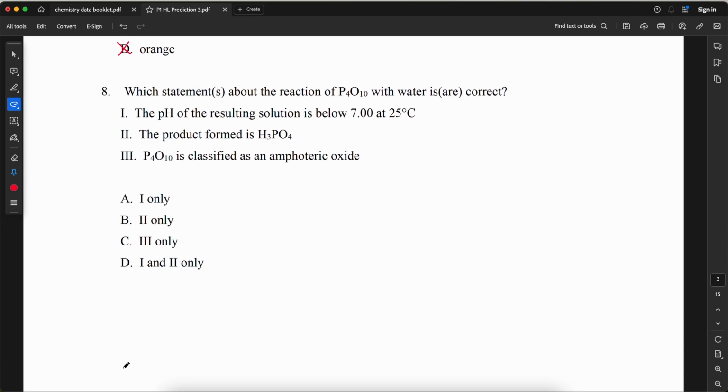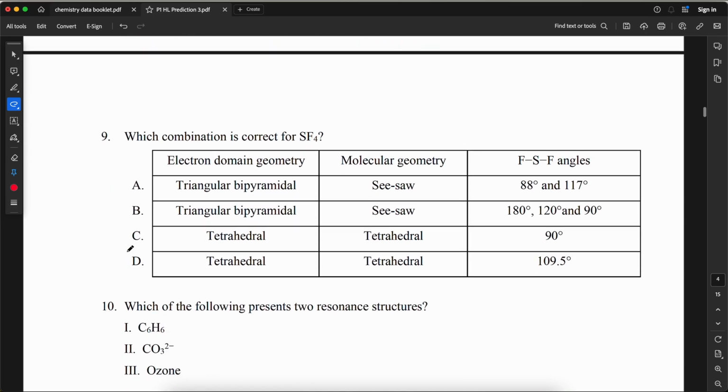Which statements about the reaction of P4O10 with water are correct? The pH of the resulting solution is below 7. That's correct because P comes from a nonmetal, so it will form an acidic oxide. So the pH will be lower than 7. And the product formed is H3PO4, also correct, because when P4O10 reacts with water, it will produce phosphoric acid. P4O10 is classified as an amphoteric oxide is incorrect. That would be aluminum oxide. P4O10 is an acidic oxide. So the answer is 1 and 2 only.